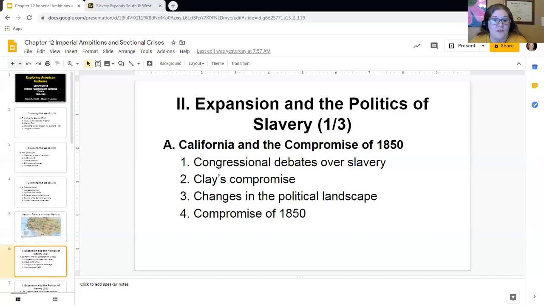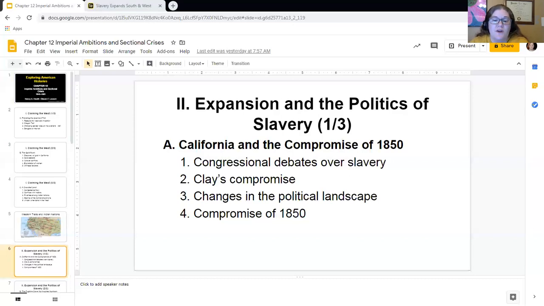So popular sovereignty is the idea that the people who live in the area would get to decide if slavery would or would not exist. The people would decide, they would pass a law, and that law would be respected. That is a very anti-federalist, strong sort of states' rights idea. And then finally, he would write a new fugitive slave law.